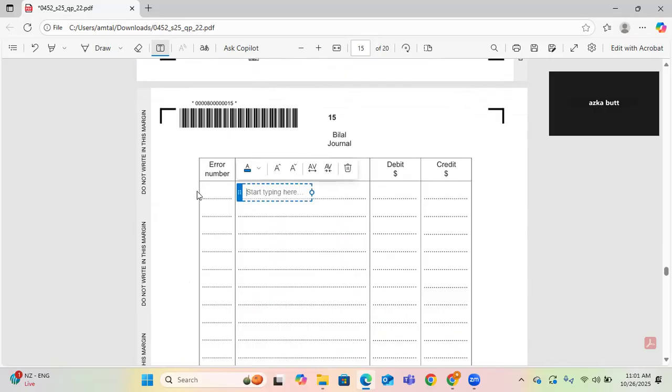The error number 1. Let me write it here. This is error number 1. First of all, we have to debit the cash and credit the purchases. Okay, so that was equal to 185.